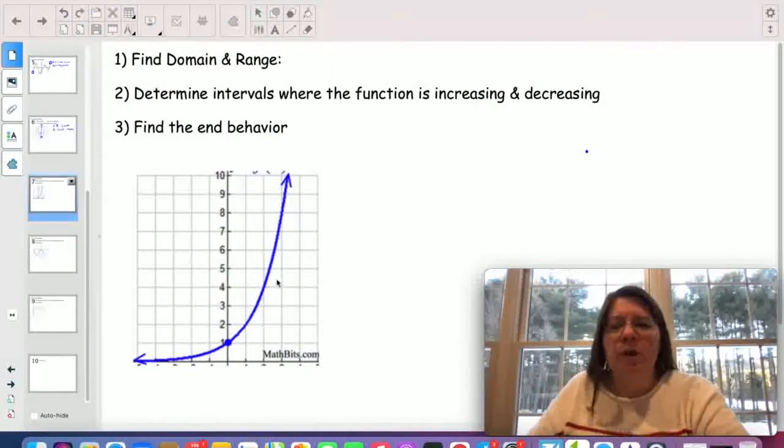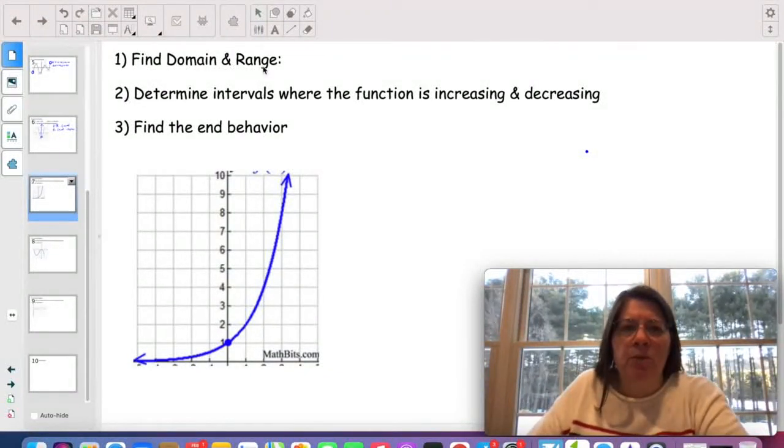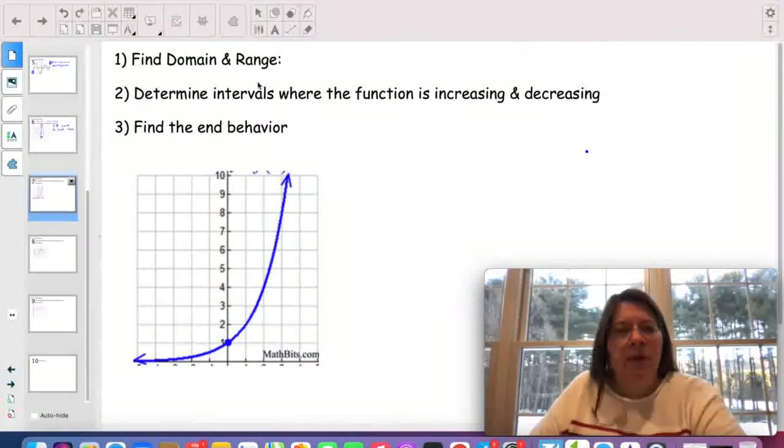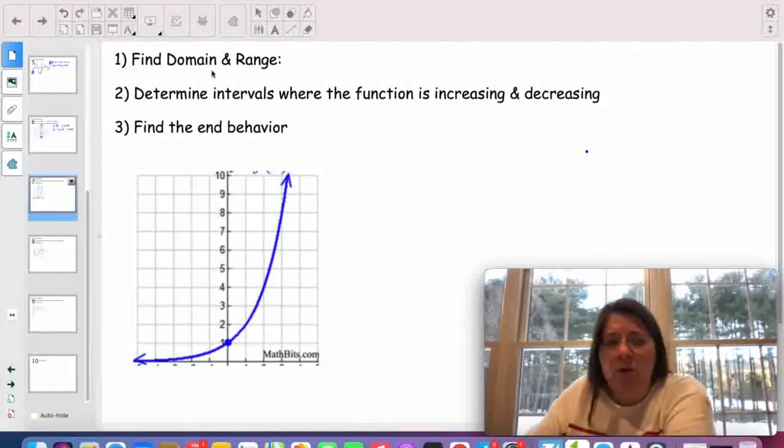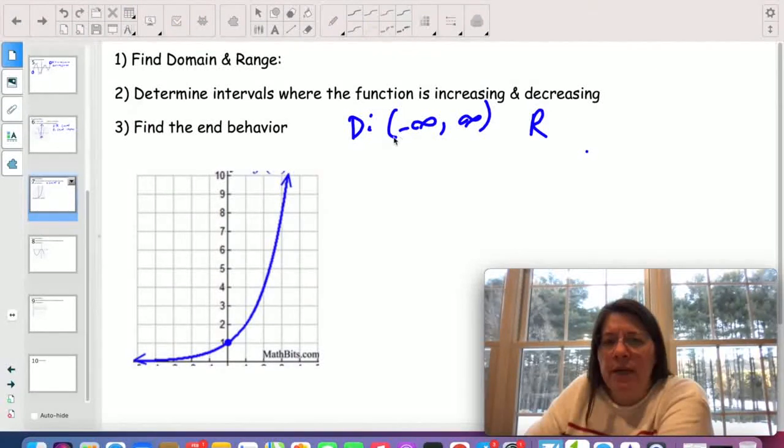So for this one, we're going to find all three things. We're going to determine the domain and range, determine the intervals where the function is increasing and decreasing, and then find the end behavior. So this function, the domain, it goes toward the left forever, it goes toward the right forever. So the domain is going to be all real numbers, and all real numbers is written as negative infinity to infinity. The range, it never goes past 0.